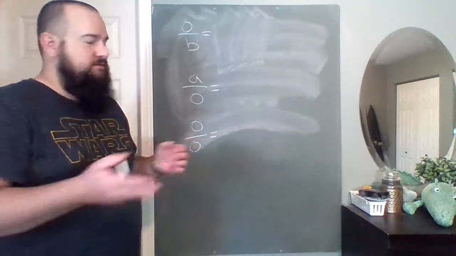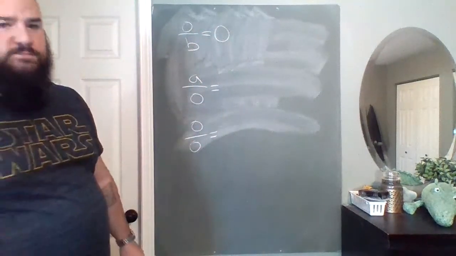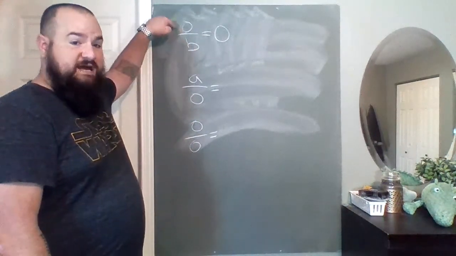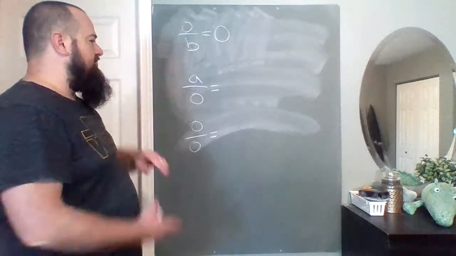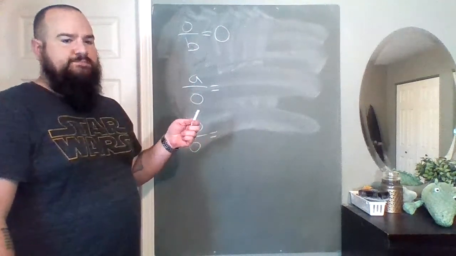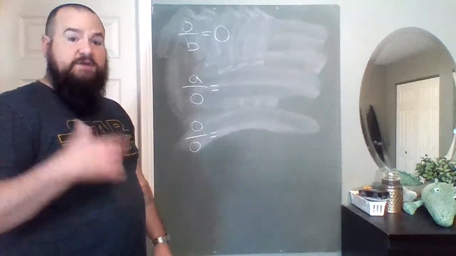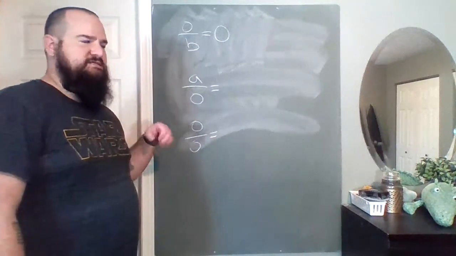So if I have a pizza that's cut into 5 slices and you have no slices, how much do you get? Well, you get 0, right? Because it doesn't matter how many slices the pizza is cut into, if I don't have any pieces, I don't have any pieces. Okay? If we look at our next one here, we have a over 0. Now some of you may already be like, I know what that is, right? Can't divide by 0, right? But why, right?